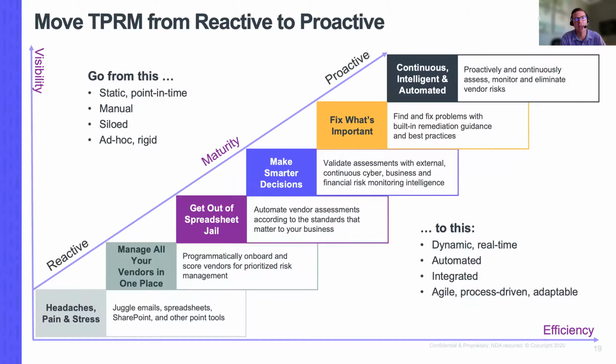And again, like I mentioned, our objective is to help you get from point A to point whatever. And we have a very prescriptive approach to help you get there. Everything from, let's say you're starting out in a place where you don't even have your vendors all together in one place, much less know which metrics to report on. We can help you programmatically onboard and score those vendors to help you prioritize what kind of risk management needs to be done to those vendors.